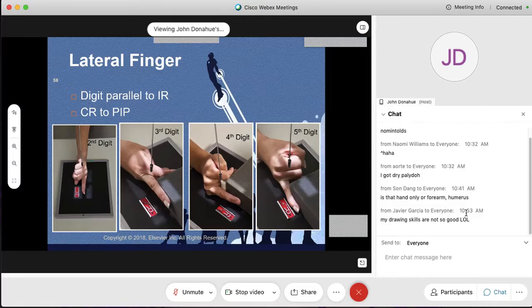Okay, so for lateral fingers, once again, same thing here, guys. When we talk about lateral finger, we're still referring to the digits 2 through 5, not the thumb. The digit must be parallel to our IR. Our central ray will still be at the PIP on these lateral fingers. Now, there is a little bit of a change here. Depending on which digit we are X-raying, we will position the hand differently.